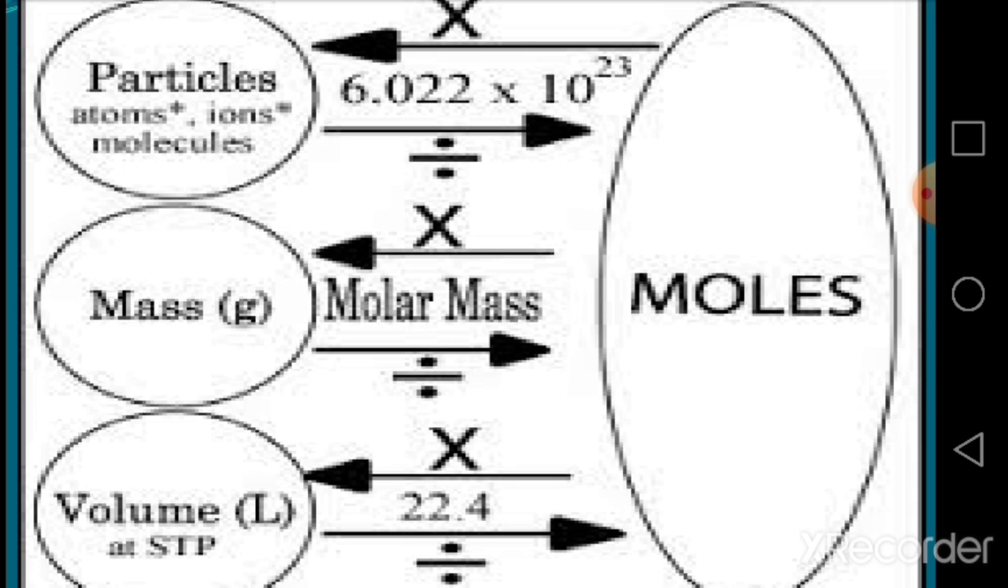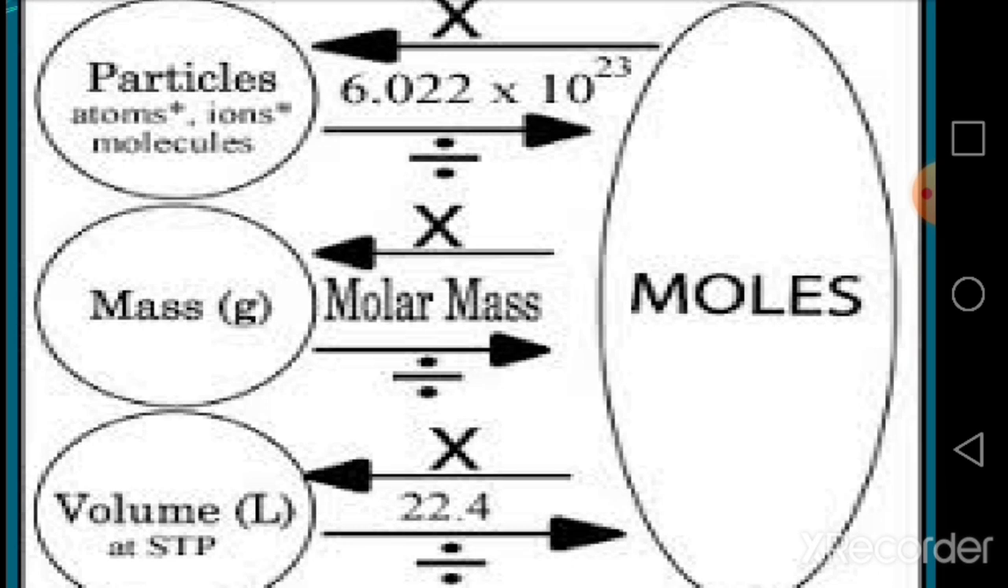Another way, if the mass is given, you have to divide the given mass of the atom or compound by the molar mass of that particular atom or compound, then you will be able to get the moles. And the third way is the volume. If the volume of a gas is given to you, divide it simply by 22.4 and you will be able to get the number of moles of that particular gas.